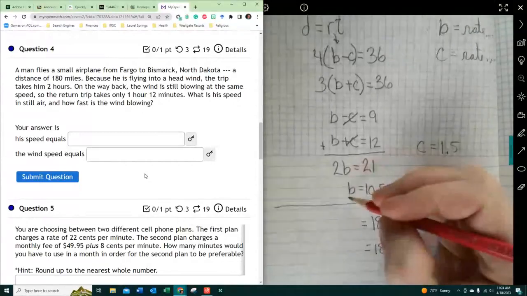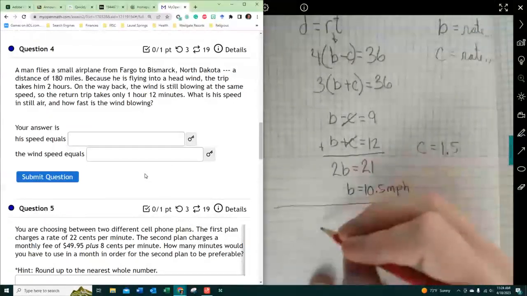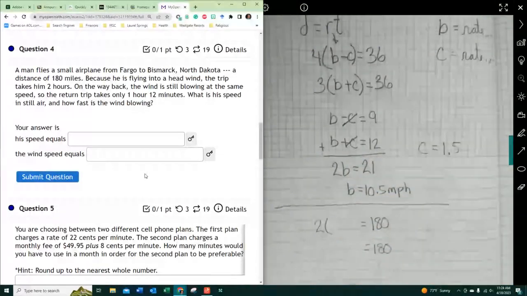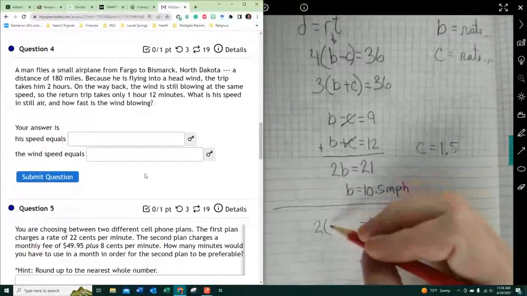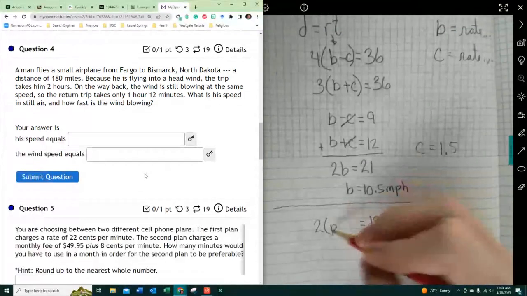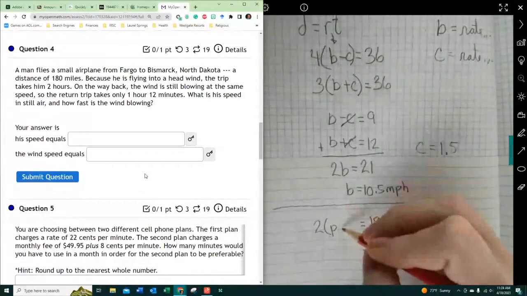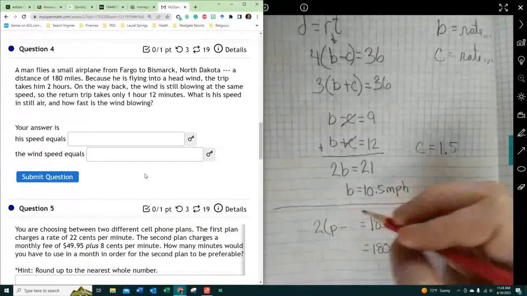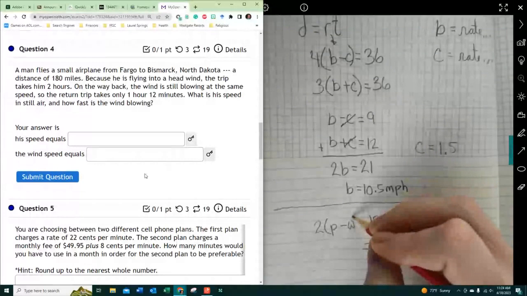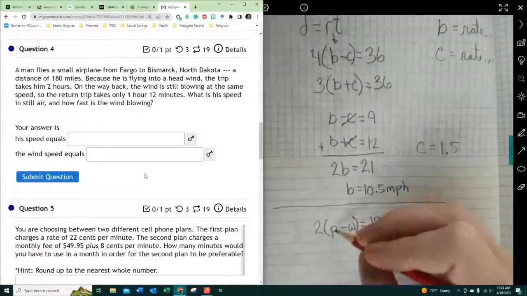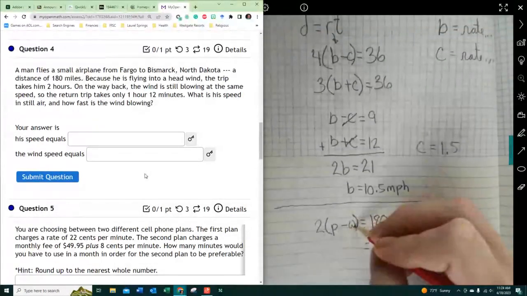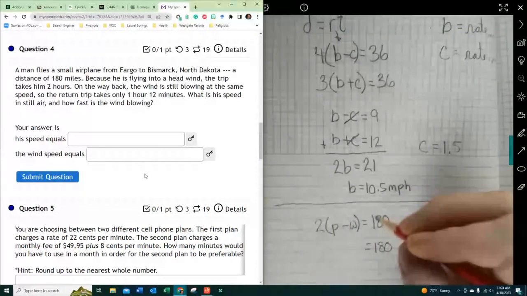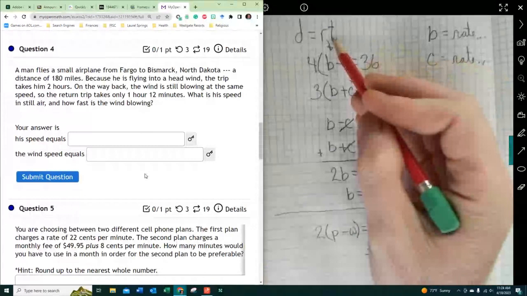And now we're going to set it up. So it takes 2 hours. So we're going to do 2 times, and then we have the speed of the plane. So we're going to say plane P plus wind speed, and we're just going to put W. It's headwind. That's minus. Okay, so we're going to put plane minus wind times 2 equals 180, because we're following, again, distance equals rate times time.